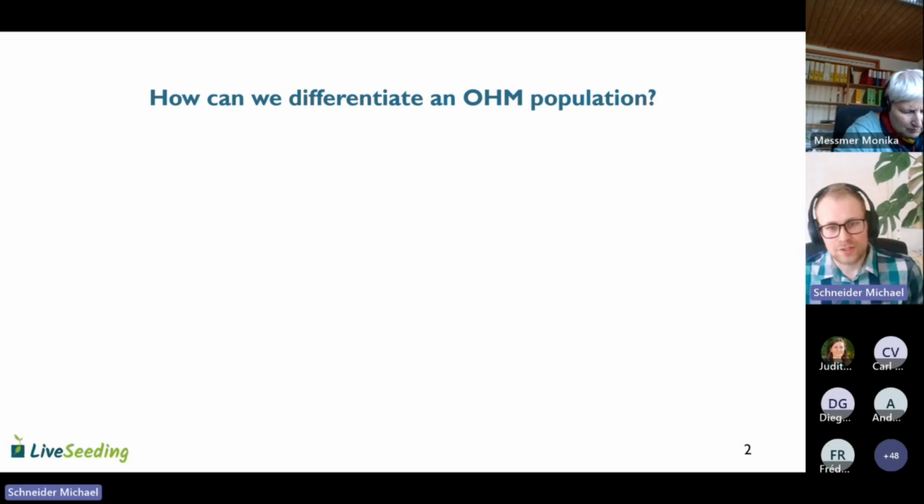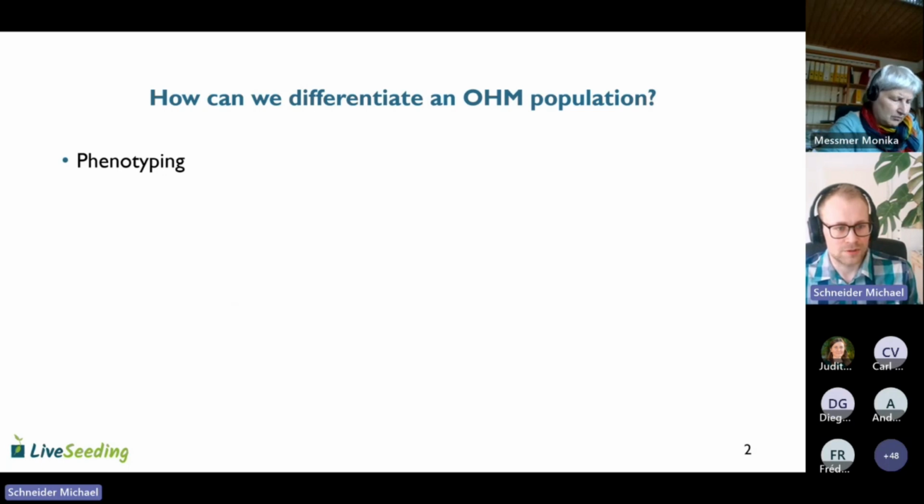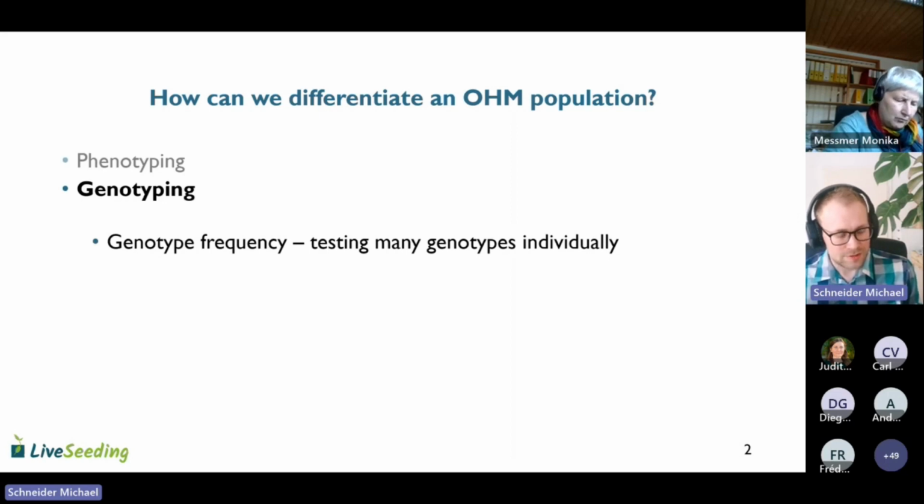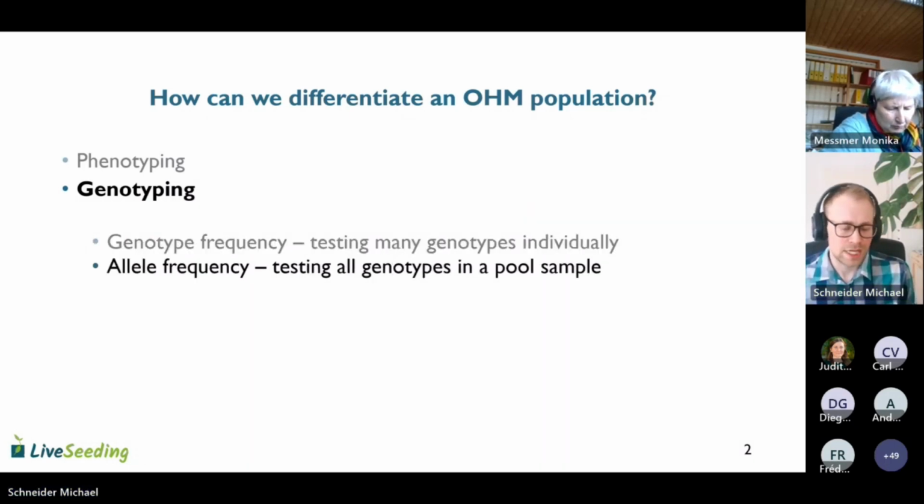The question arises how to differentiate these populations, and one aspect you can do for sure is perform some phenotyping, go out on the field. Another aspect that I want to highlight here is performing some genotyping. You can approach genotyping on two levels. The first level is checking the genotype frequency in your entire population, which means that you have to test quite many genotypes individually. On the other side, you can go for the allele frequency, which allows you to test these genotypes in a single pool sample.